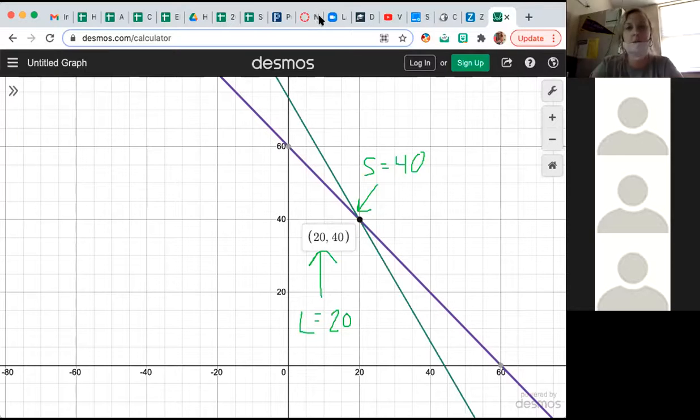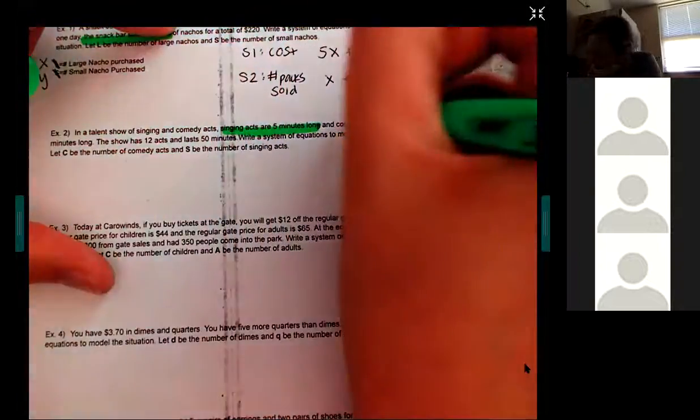Okay, let's try another one. My people at home, if y'all have a question, just unmute and holler at me. All right, example 2, in a talent show. Let's go ahead and read. It says singing acts are 5 minutes long and comedy acts are 3 minutes long.